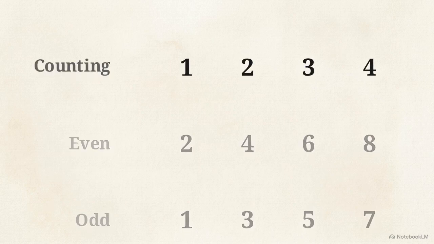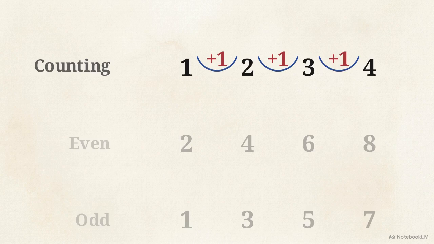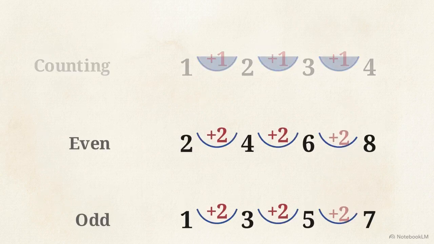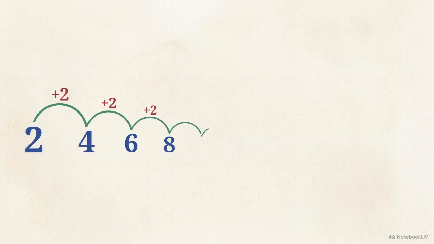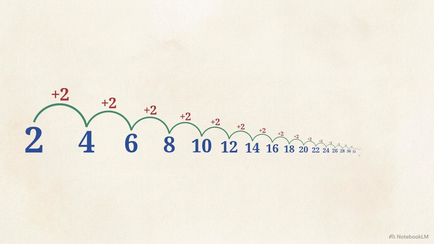This diagram shows the difference between the numbers in a list and their underlying rule. For counting numbers, the rule is a jump of +1. For even or odd numbers, the rule is a jump of +2. When you identify the rule, you can predict every future number in the sequence indefinitely.